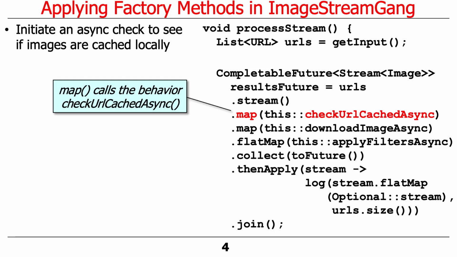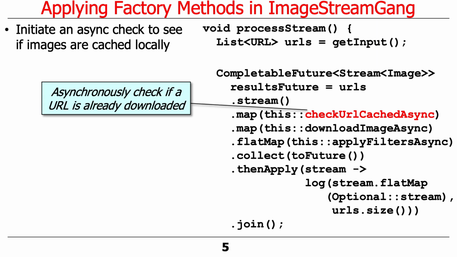If you take a look, this is the first real pipeline stage after we've converted the list of URLs to a stream of URLs. We call map, and map will call the behavior checkURLCachedAsync as a method reference. And that will asynchronously check to see if a URL has already been downloaded or not.